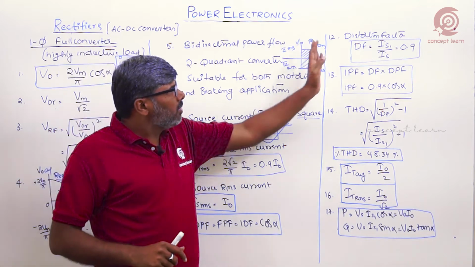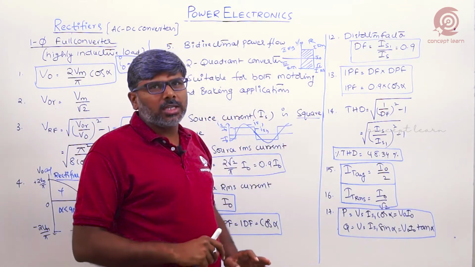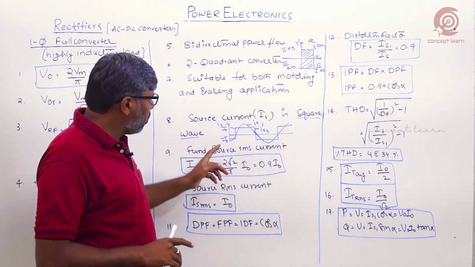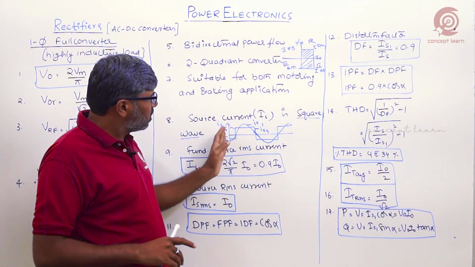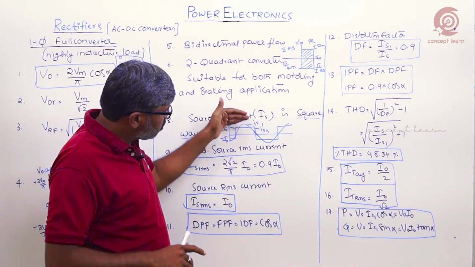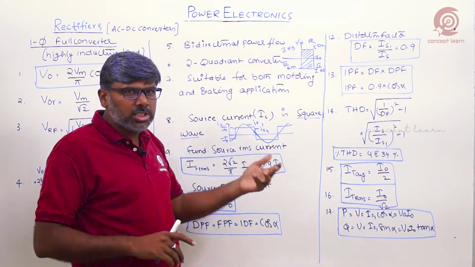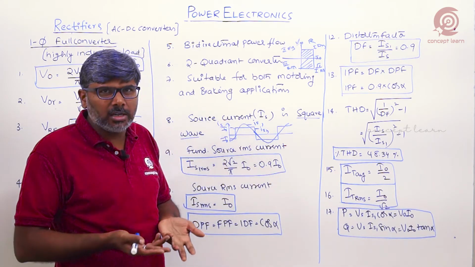Now coming to the 12th point, that is the distortion factor. As I said already, due to all these odd harmonics, the source current waveform gets distorted. It gives a square wave instead of sinusoidal. Then what is the distortion factor?